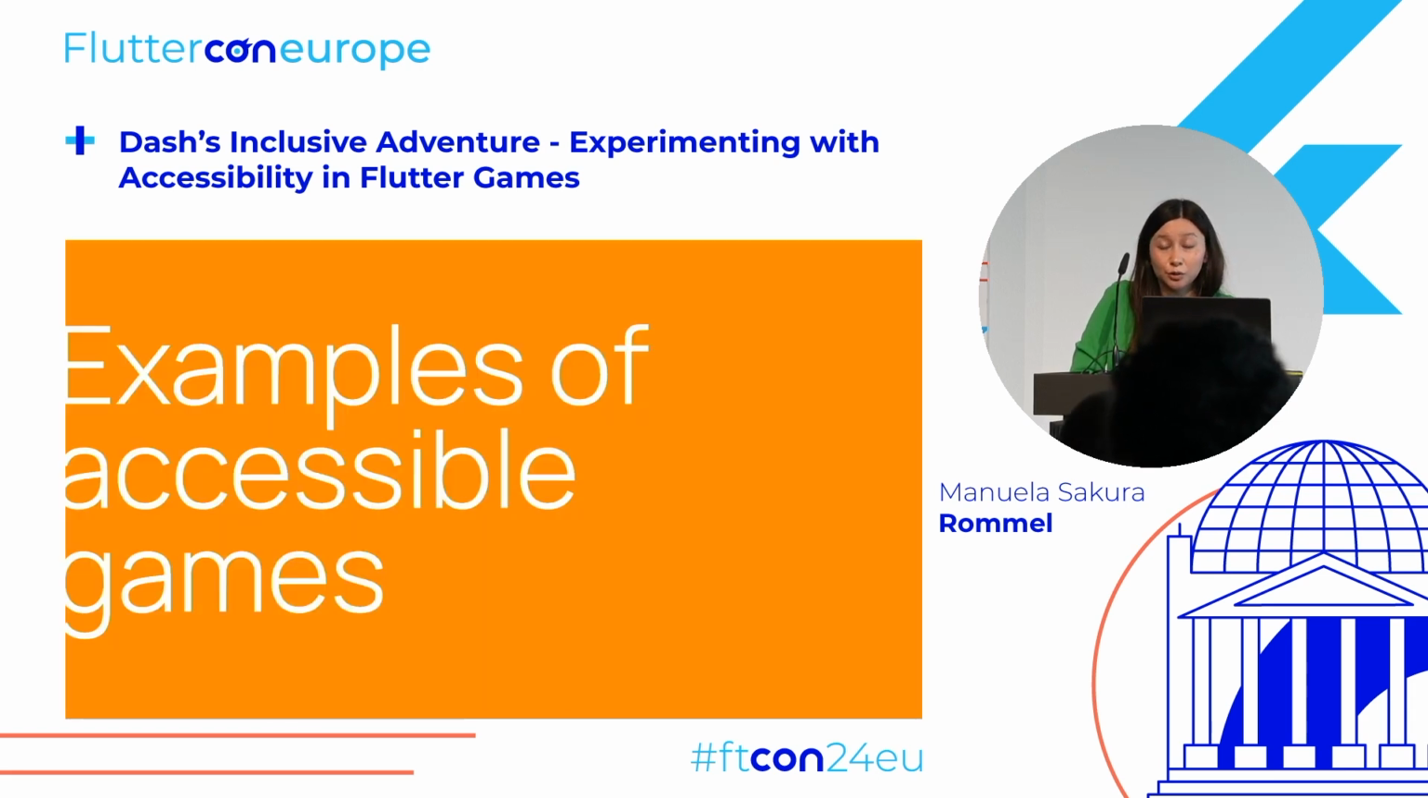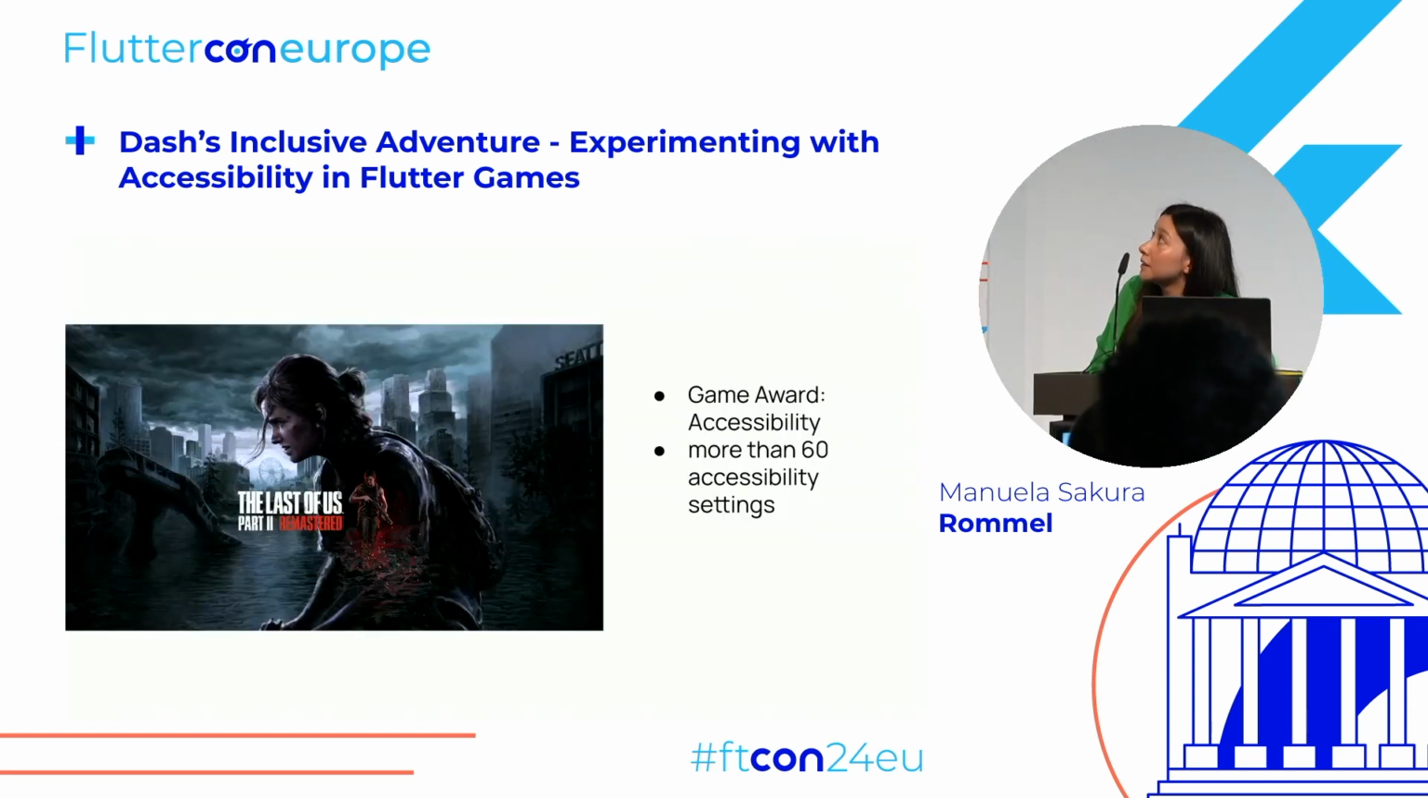A lot of game studios already think of accessibility, and they have already some examples that we can follow. So for instance, Last of Us. It also won a Game Accessibility Award because it has over 60 amazing accessibility settings, which really puts the standard high. For instance, you can make it so that hostages don't run away. So you, I don't know, kidnap someone and they can't run away. So you can do your thing.